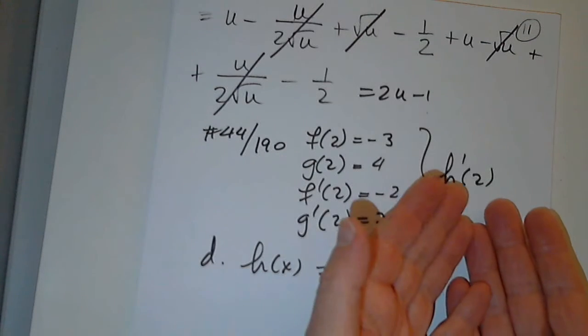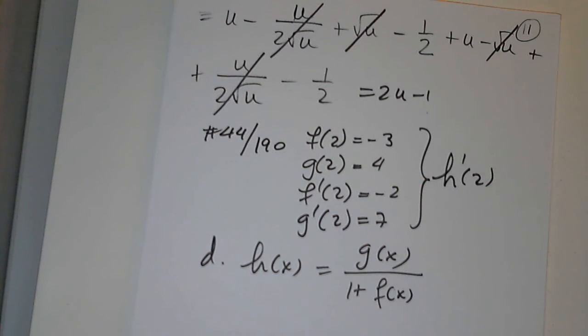So we're asked to find h prime of 2. So what do we have to find first in order to find h prime of 2? What is the first thing I need to determine? I'm asking you to find h prime of 2. What would you ask me to give you?